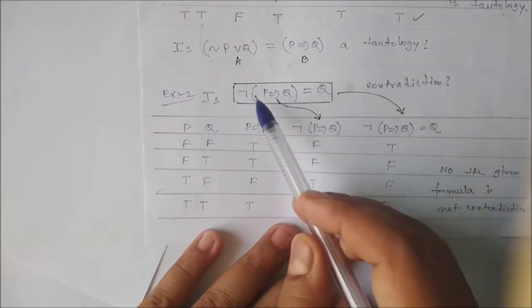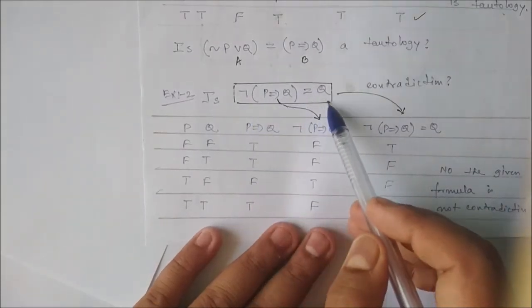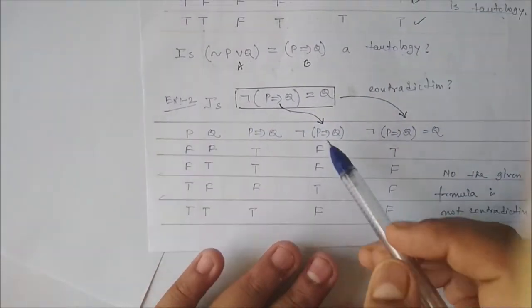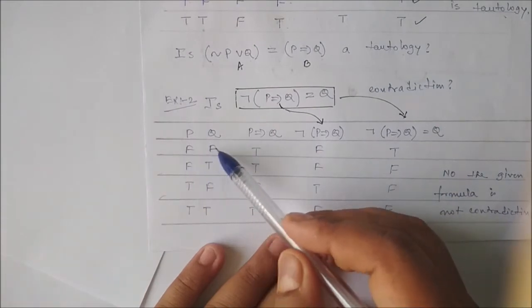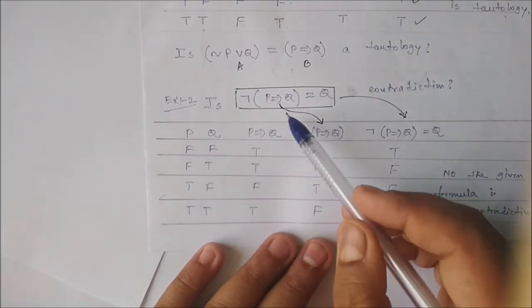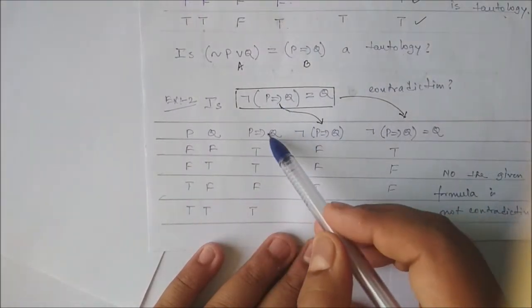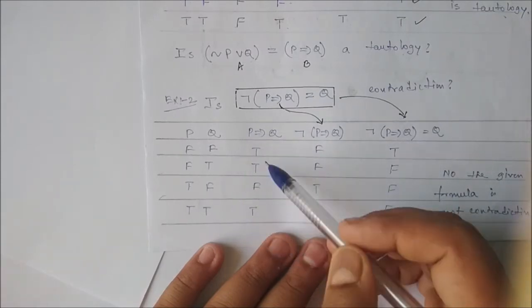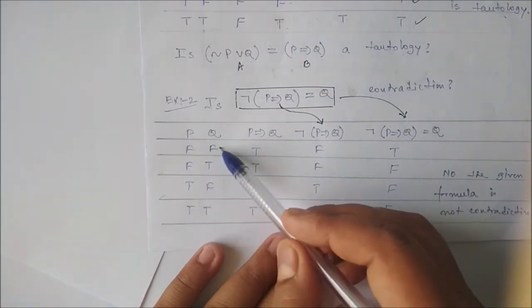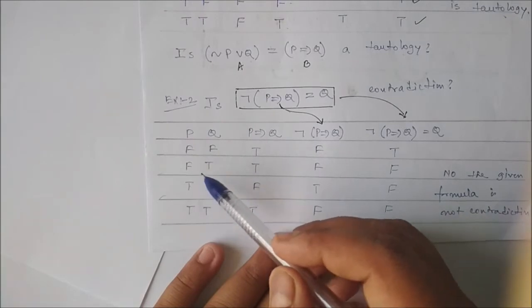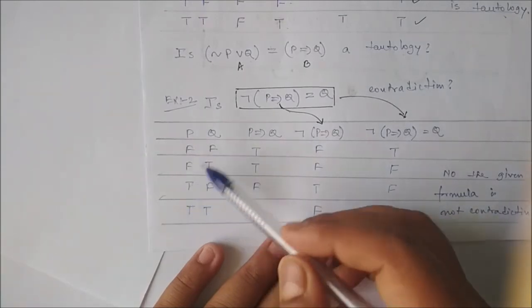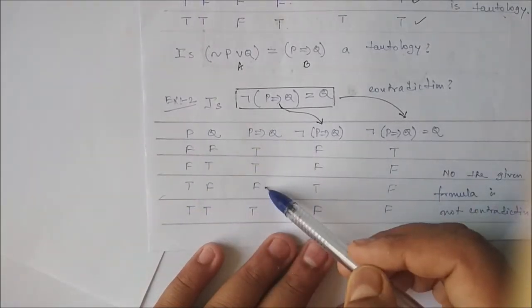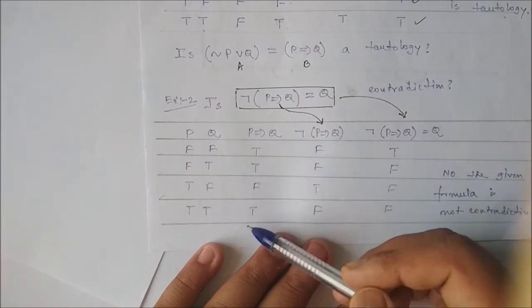The question is: is not P implies Q equal to Q a contradiction? So P and Q: false false, false true, true false, true true are there. First of all, P implies Q. What is the output of P implies Q? If P is true and Q is false, then only it is false. Otherwise, in every other case, it will be true.